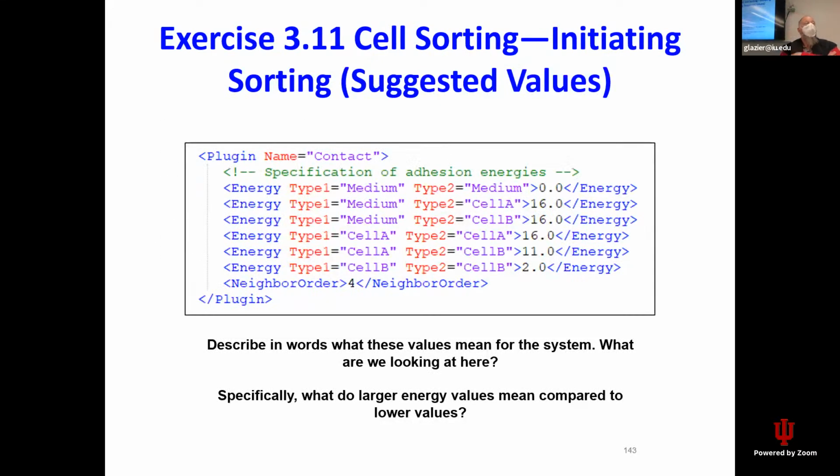So now try changing the contact energies. And here's a suggested one to try. Medium doesn't do anything, so you could set that to be anything you want. You might as well set it to 0 to remind yourself it doesn't do anything. And then set medium cell A and medium cell B to 16, AA to 16, AB to 11, and BB to 2. Why don't you try that and tell me what you get?